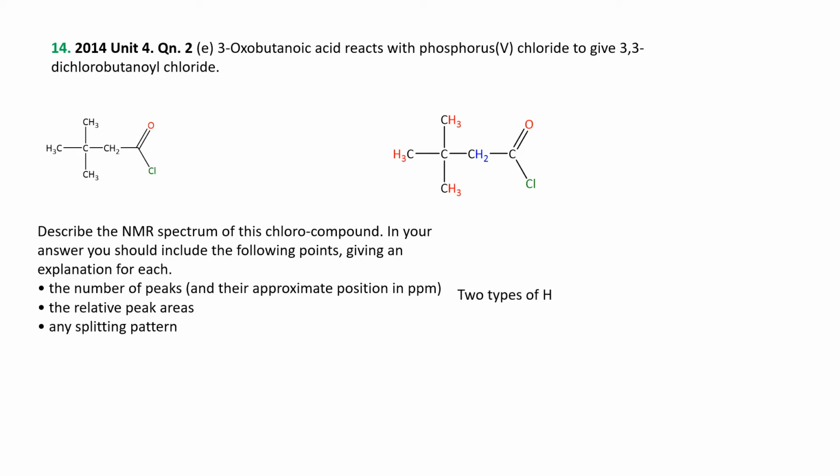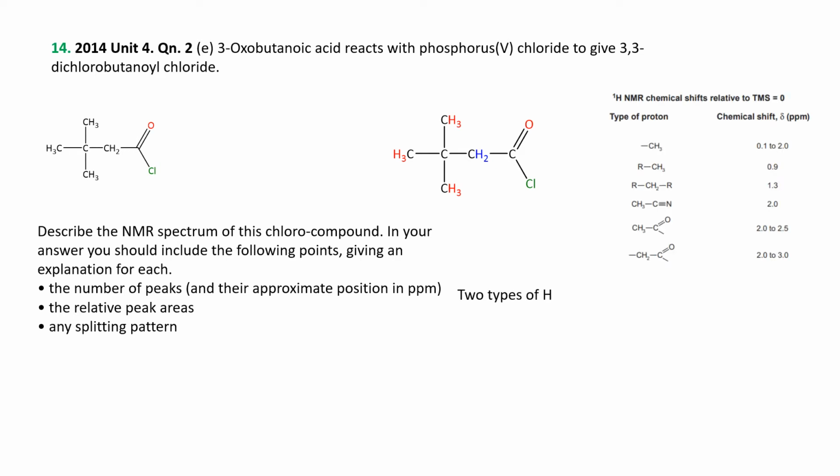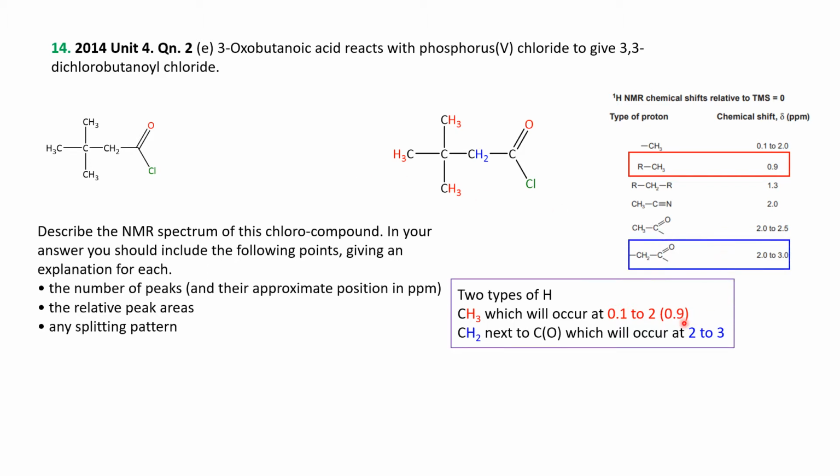So 2 types of hydrogens, so 2 peaks. Okay, now where would we expect them to be? Well, there's the methyl group, CH3, bonded to something else, so it's going to be at about 0.9, and then this one here will be a little bit further downfield because it's bonded to a C=O, and so it will be here between 2 and 3.